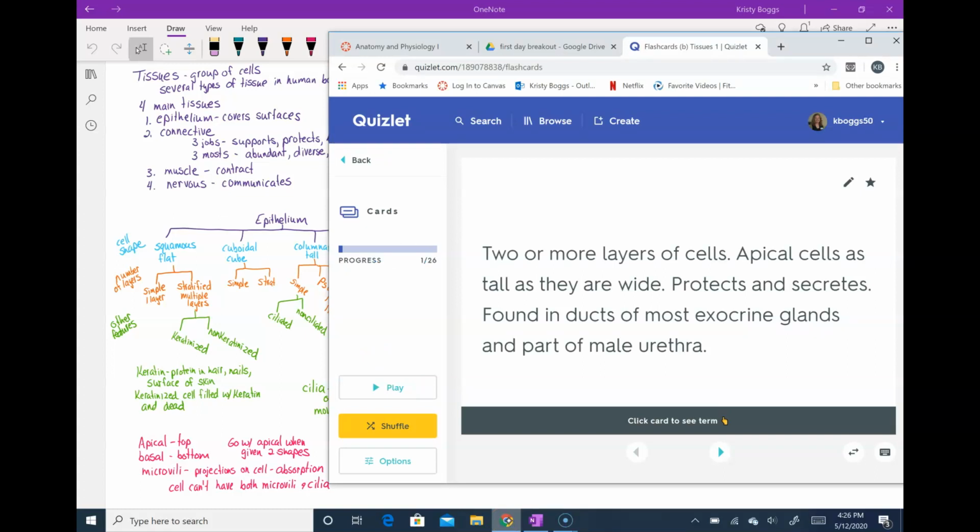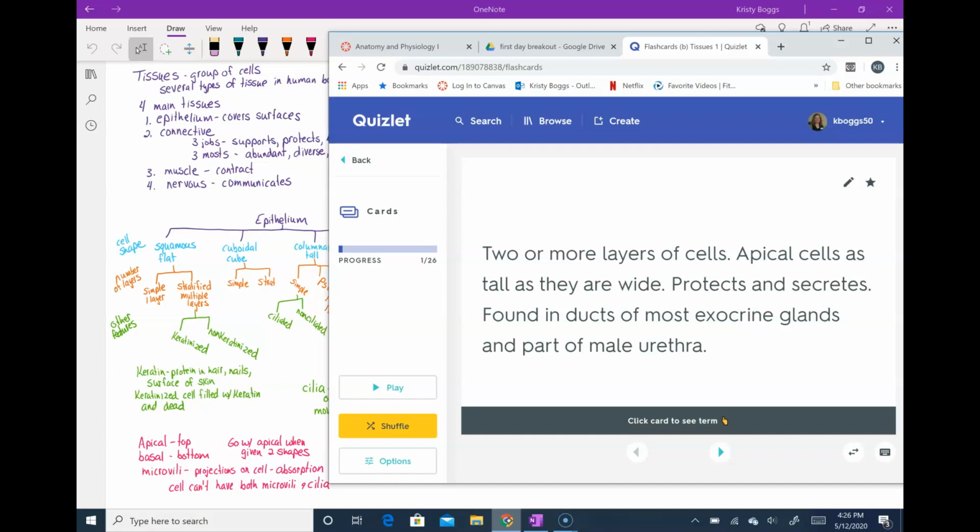Okay, so we start off here. 2 or more layers of cells. Apical cells as tall as they are wide. Protects and secretes. Found in ducts of most exocrine glands and part of male urethra. Well, if you look at our first clue here, 2 or more layers. So that tells us it's stratified. So we know stratified is going to be part of our answer.